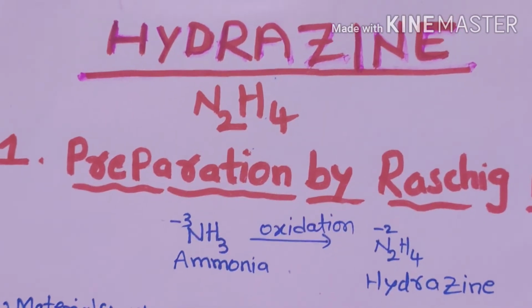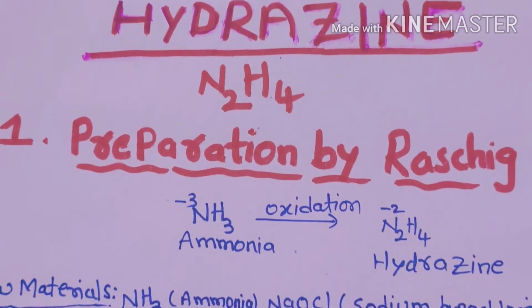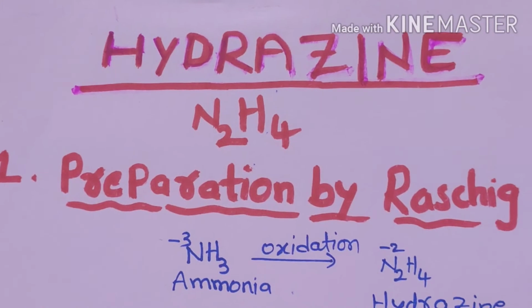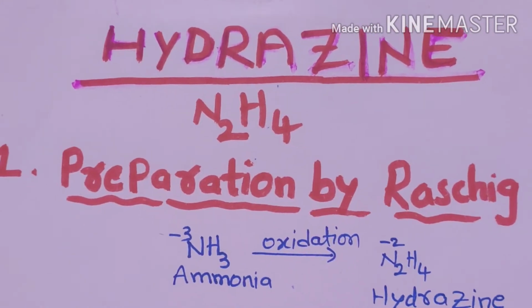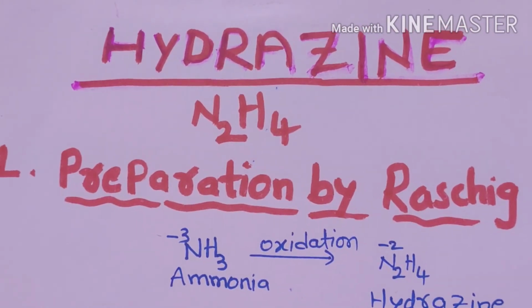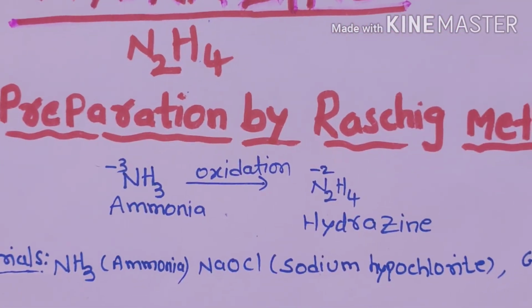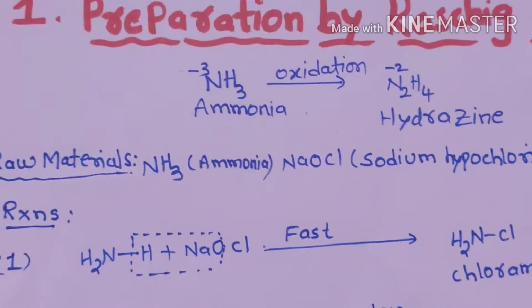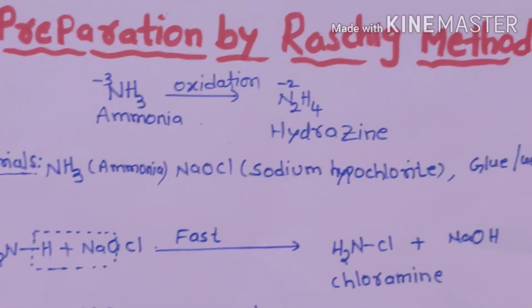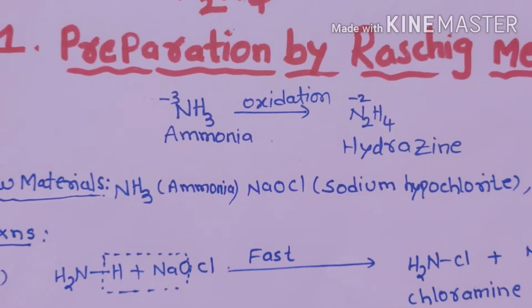Students, in this video, I want to explain the preparation, properties and structure of hydrazine. The hydrazine formula is N2H4. Hydrazine is prepared by a method known as the Raschig method. Here in the Raschig method, ammonia, sodium hypochlorite and glue are used as the starting materials.